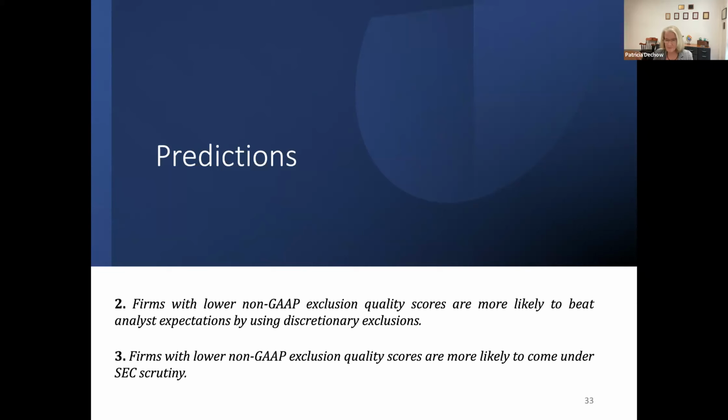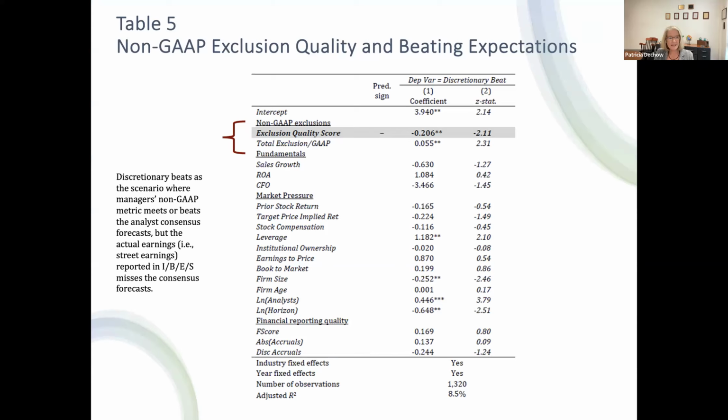And then, the SEC, are they more likely to come with SEC scrutiny? So a discretionary beat we define as the scenario where managers' non-GAAP metric meets or beats the analyst consensus forecast, but the actual earnings, like the street earnings reported on IBES, misses the consensus forecast. So you have non-GAAP earnings, street earnings, which is what the analysts have agreed to exclude, and then you've got GAAP earnings. So the agreed upon exclusions they miss, but then they add some extra exclusions and then they beat.